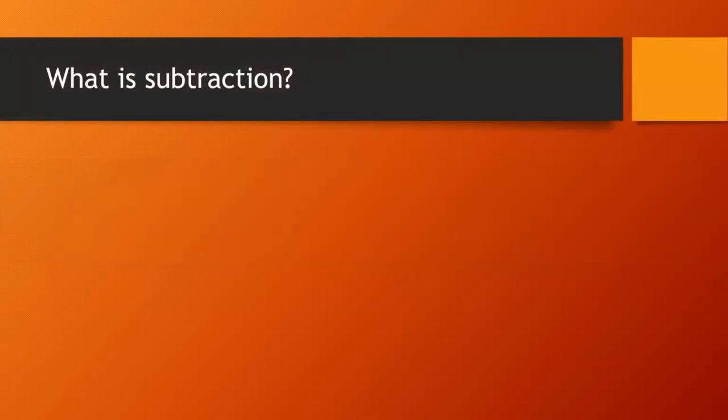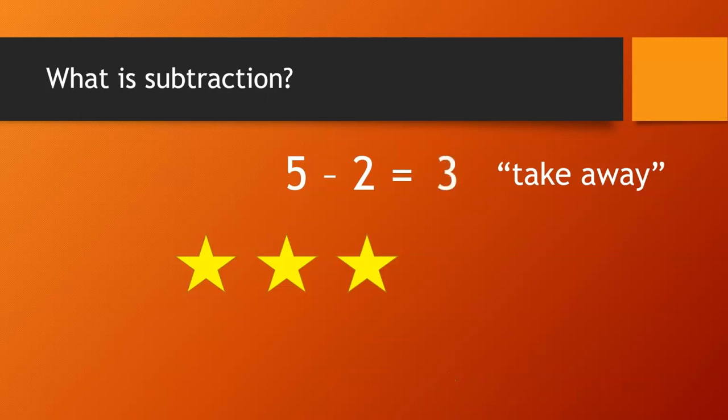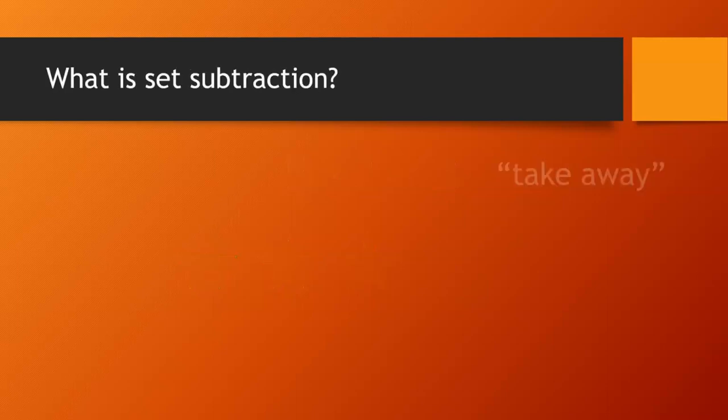To understand set subtraction, let's think about how you learn to subtract numbers. If you wanted to know what 5 minus 2 is, you would start with 5 objects and then take away 2 objects. The number of objects you have left is the result of the subtraction. Set subtraction also involves a takeaway process.